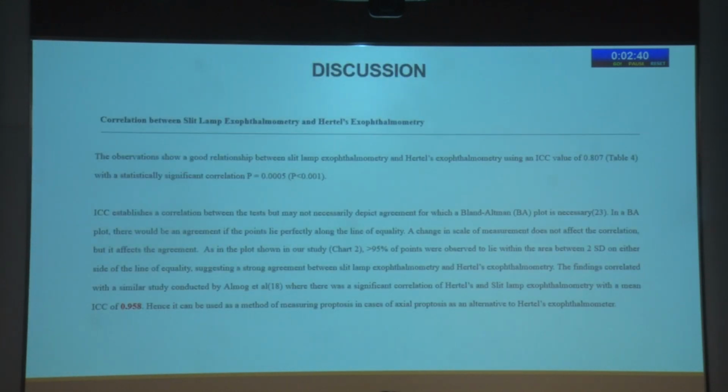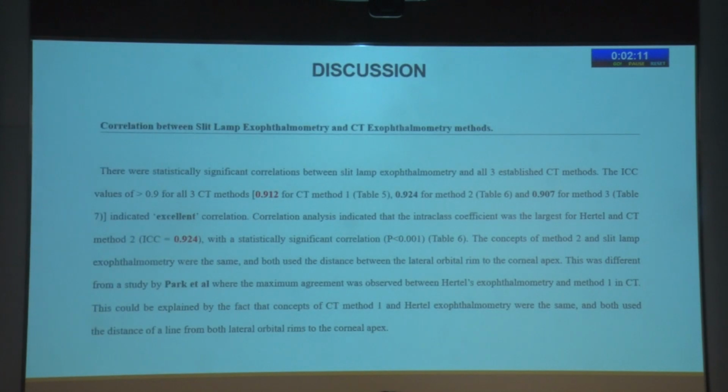So moving on to discussion, slit lamp exophthalmometry is actually a very simple and objective method which can be done in any of our outpatient departments. So having a method which is showing such a good correlation with that of the gold standard Hertel's exophthalmometry of 0.958, which actually shows that an ICC of more than 0.9 itself is supposed to be having a very good, or in fact an excellent correlational reliability. So that was one finding in our study.